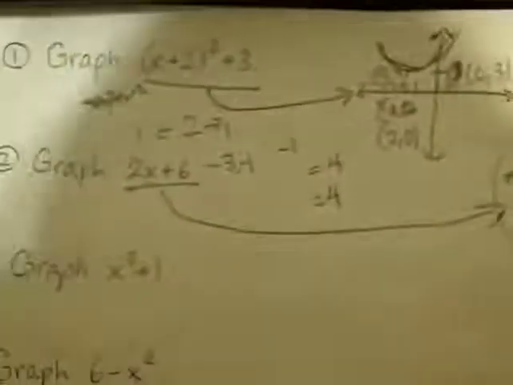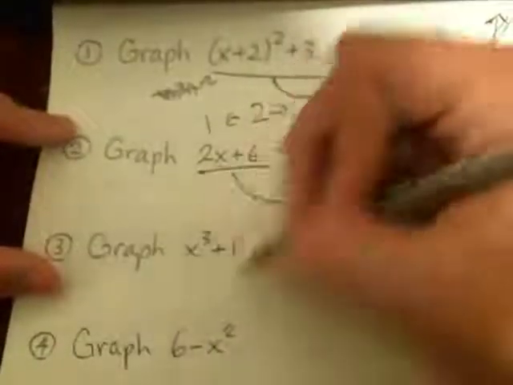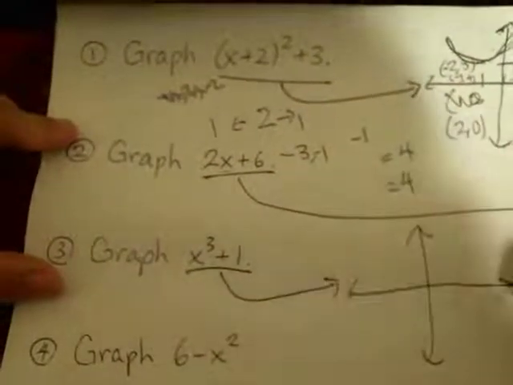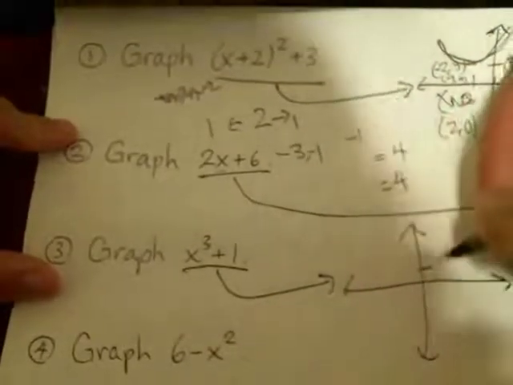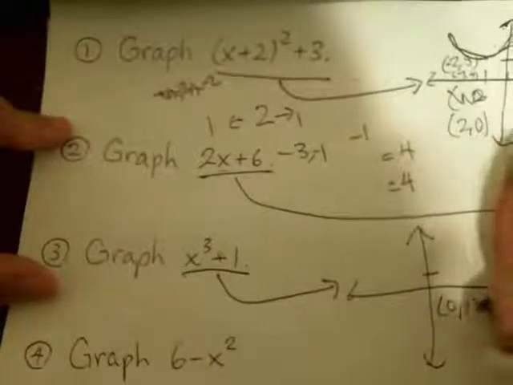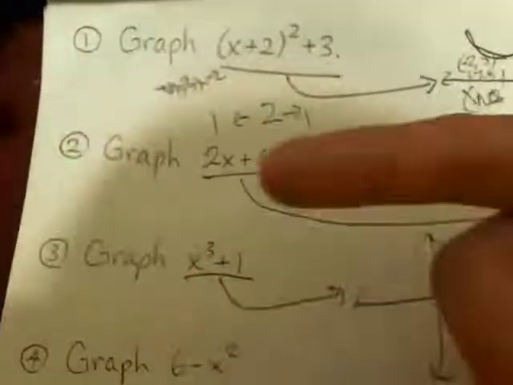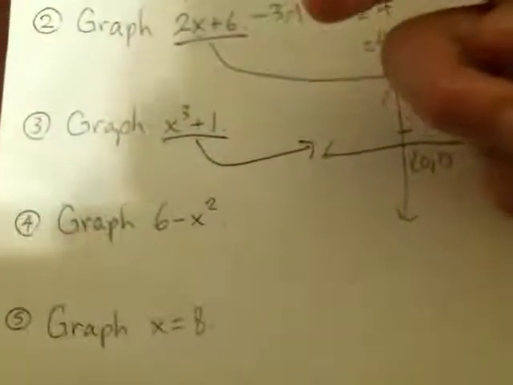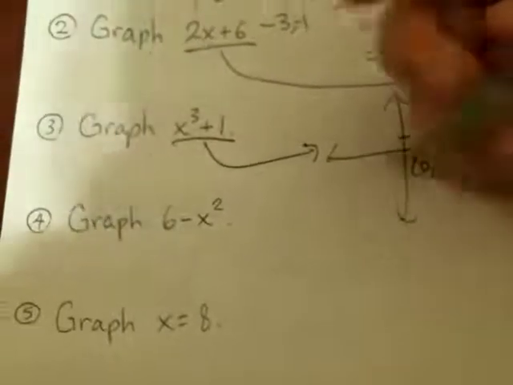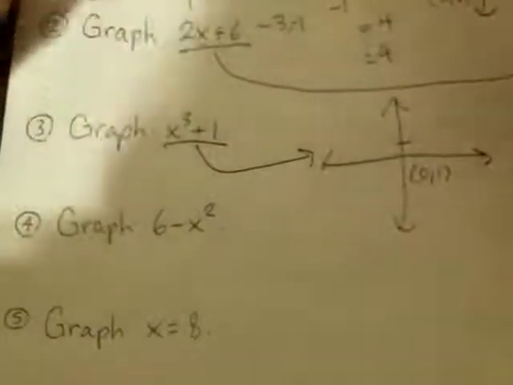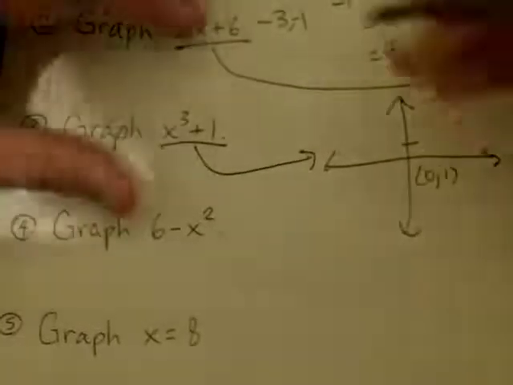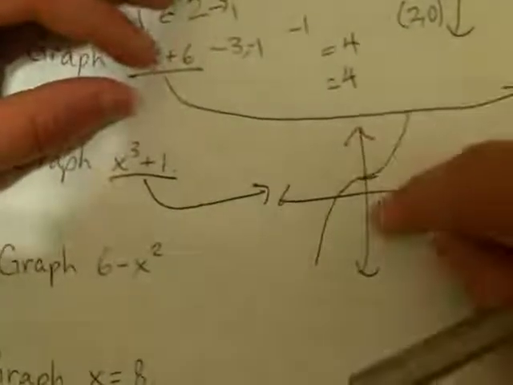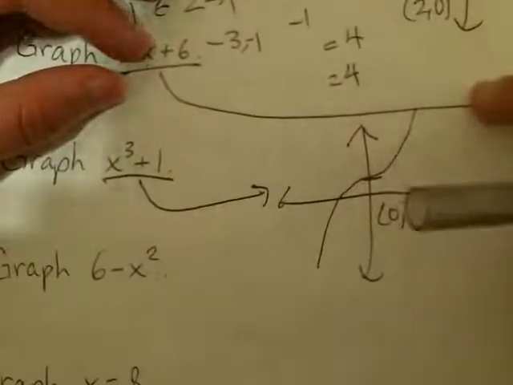Alright, let's move on to the third one, which asks to graph x to the power 3 plus 1. So x to the power 3 has a y-intercept of 0, 1. And since this does not have any values that widen it or narrow it, then we would just graph a typical x cubed function. So this would be like this, with the y-intercept being at 0, 1. So this would be how we would do this one.